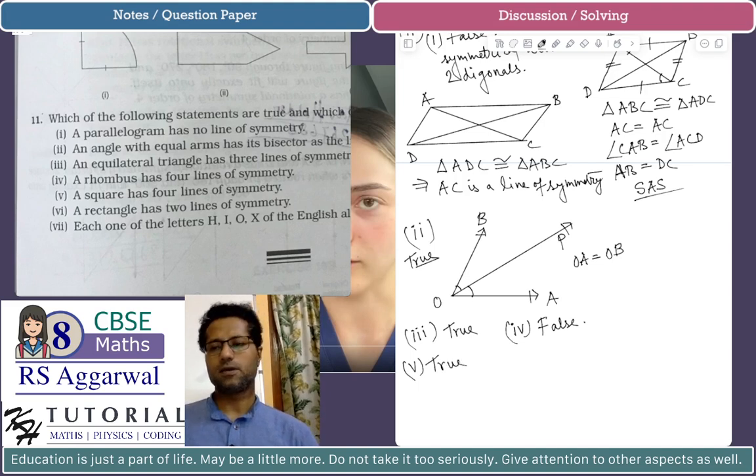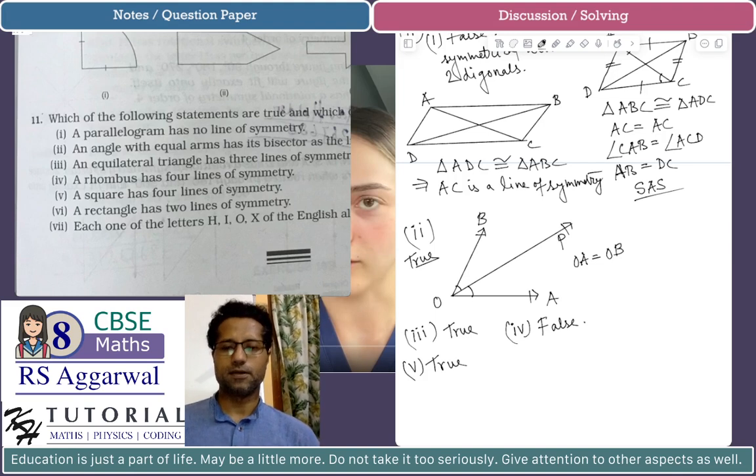The 2 diagonals and the 2 lines joining the midpoints of the 2 opposite sides. So 4 lines of symmetry a square has. So this is true.